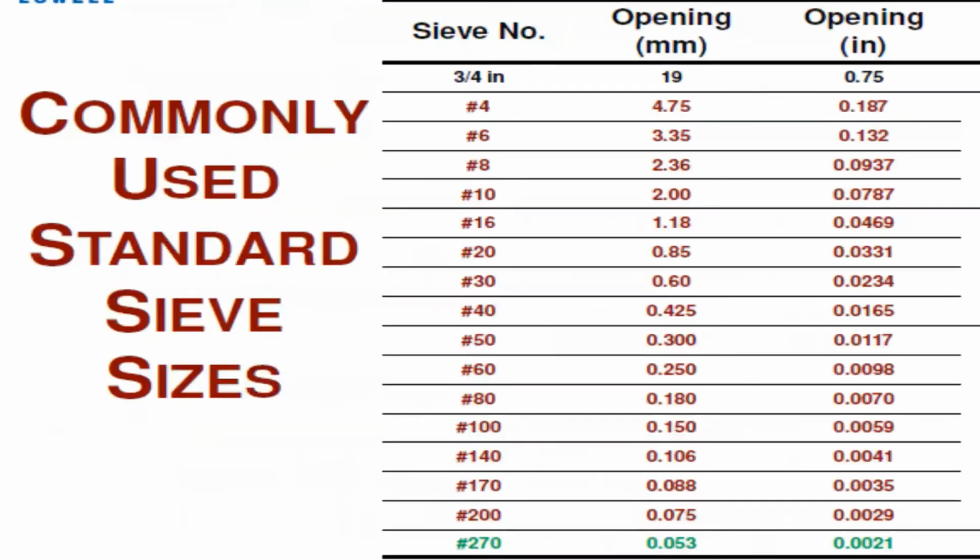Moving to the next slide, it shows the commonly used standard sieve sizes. In the first column you can see the sieve numbers: number 4, 6, 8, 10, 16, 20, 30, 40, 50, 60, 80, 100, 140, 170, 200, 270. What does this mean? For sieve number 4, there are 4 meshes in one linear edge. For number 6, there are 6 meshes in one linear edge.